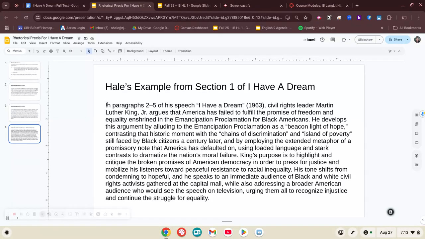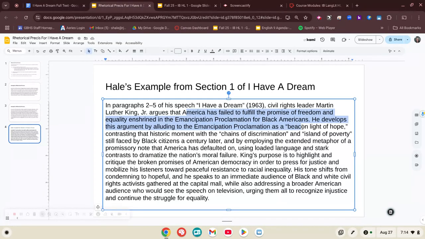I want you to notice that I contextualize this speech by talking about the paragraphs that I'm referring to. So in paragraphs 2 through 5 of his speech, I Have a Dream in 1963, the civil rights leader Martin Luther King Jr. argues, and then there I have my argument, that America has failed to fulfill the promise of freedom. Then I have that he develops this argument by, and I included some specific reference to the text, but mostly because I was able to just pull tiny little chunks.